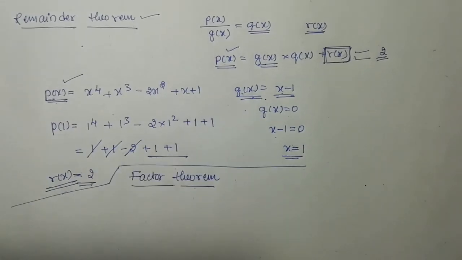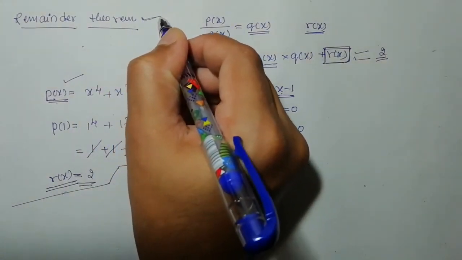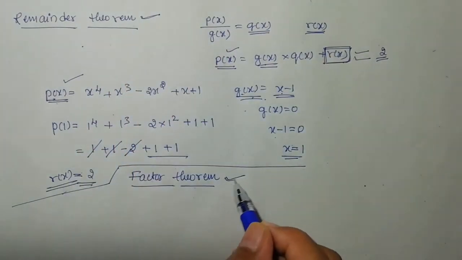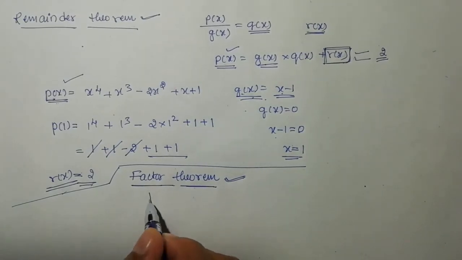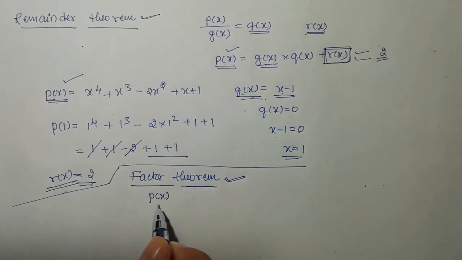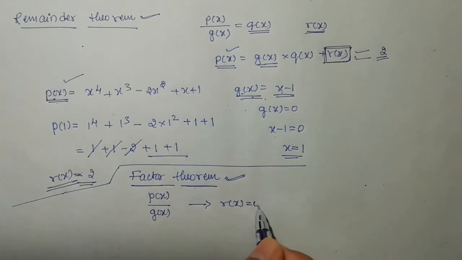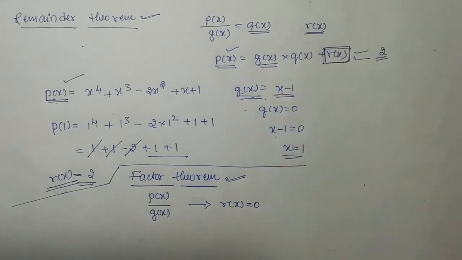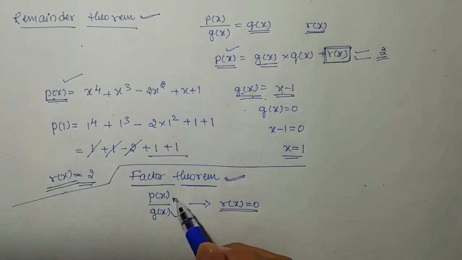Next is the factor theorem. This is the extended form of the remainder theorem. If you know the remainder theorem, then it will be very easy, only one step. Factor theorem means, let us suppose you are going to divide p of x by the polynomial g of x. If you get remainder r of x equal to 0, not the quotient, whatever the quotient may be, it's non-zero. But if the remainder becomes 0, then g is called a factor of p of x.